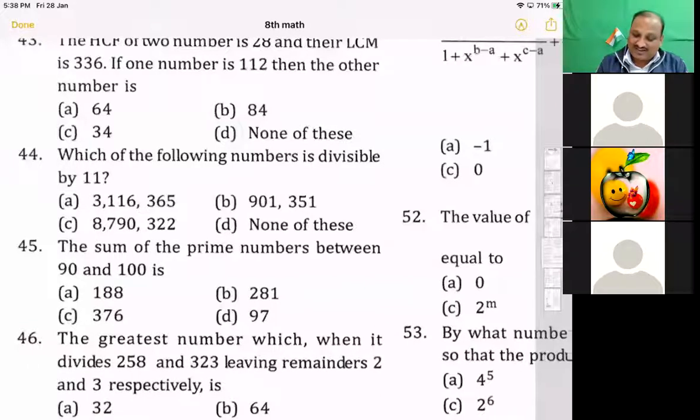Okay. Chaliye. So come on to next one. Let us start with question number 44. And when I have done the chapter playing with numbers, तो मैंने बताया था आपको how we will check that this particular number is divisible by 11 or not. शायद आपको याद हो.